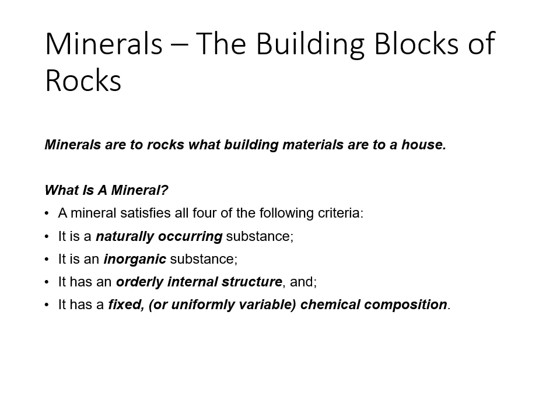So it has to have a naturally occurring substance, inorganic, ordered atomic arrangement or internal structure, and a fixed chemical composition. Those are the 4 criteria that identify something as a mineral. You could also put it into a long sentence. A mineral is a naturally occurring inorganic substance with an orderly internal structure and a fixed chemical composition. All 4 components are there, and that's how we define minerals.